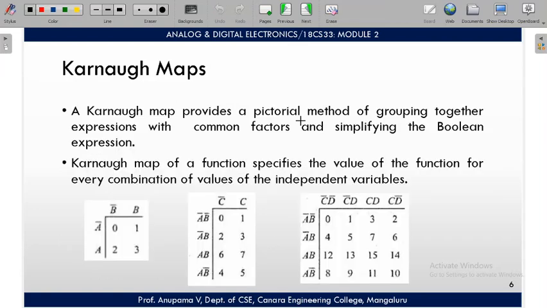What is a Karnaugh map? A Karnaugh map is a Boolean expression simplification technique. A Karnaugh map provides a pictorial method of grouping together expressions with common factors and simplifying the Boolean expression. The Karnaugh map of a function specifies the value of the function for every combination of values of the independent variables. This is the diagrammatic representation of a two variable Karnaugh map. This is the diagrammatic representation of a three variable Karnaugh map. This is the diagrammatic representation of a four variable Karnaugh map.